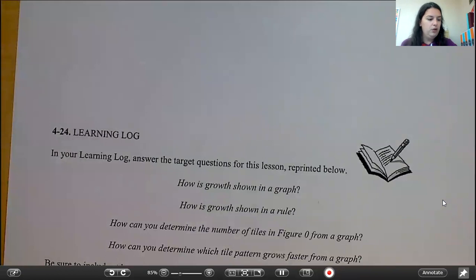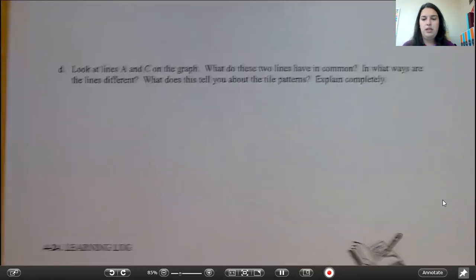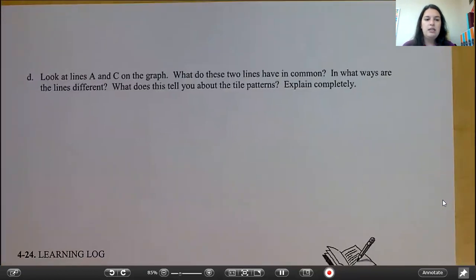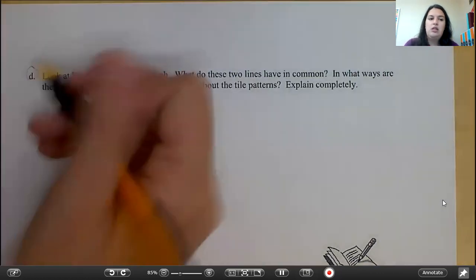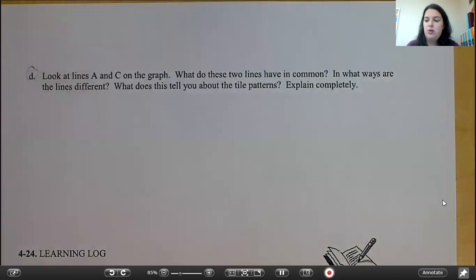And if you flip it over, you have one more part, part D. Look at lines A and C on the graph. What do these 2 lines have in common? In what ways are the lines different? What does this tell you about the tile patterns? Explain completely. So you're going to finish up the video by answering this question. And we are also going to save this question just like we did part C to go over in class. So please answer part D, and then once you have completed your lesson for today.